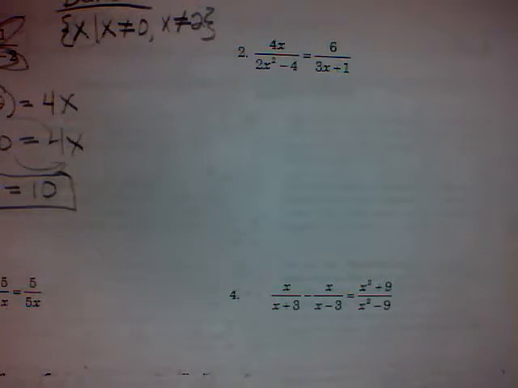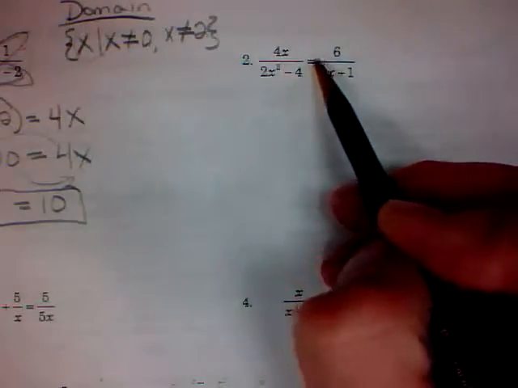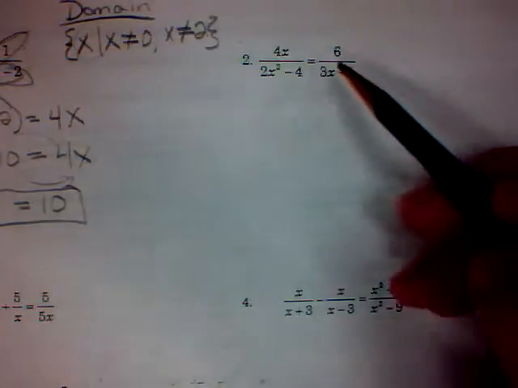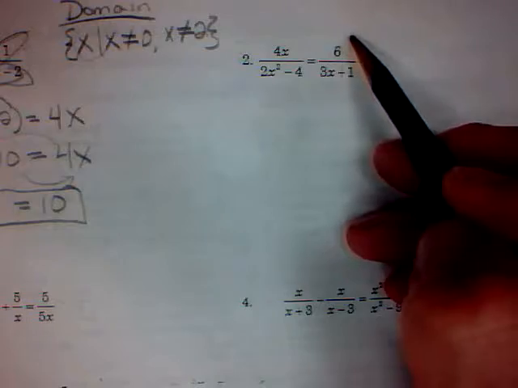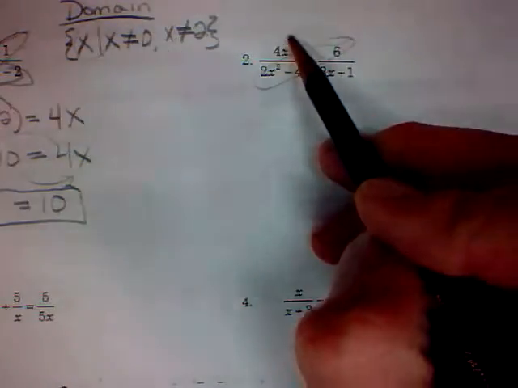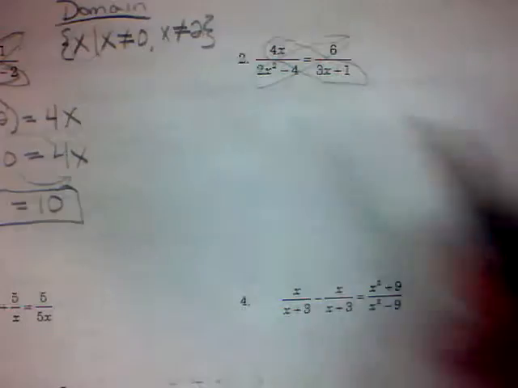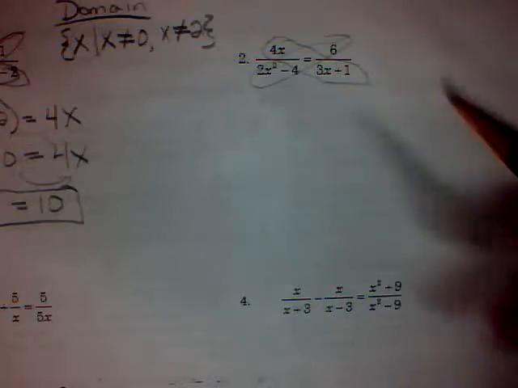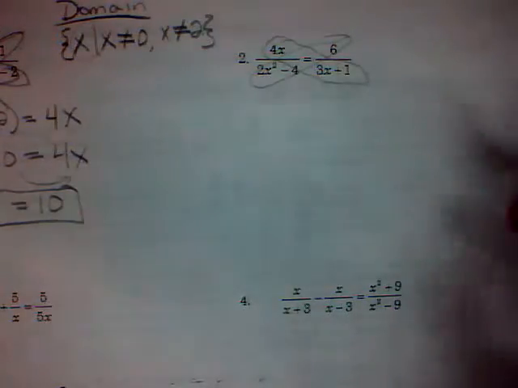All right, in problem number 2, again, we have ourselves a proportion. We have a fraction equaling a fraction, so we can just solve this by cross multiplying. So this one's going to be quite simple compared to problems 3 and 4 that we're going to do here in a little bit.